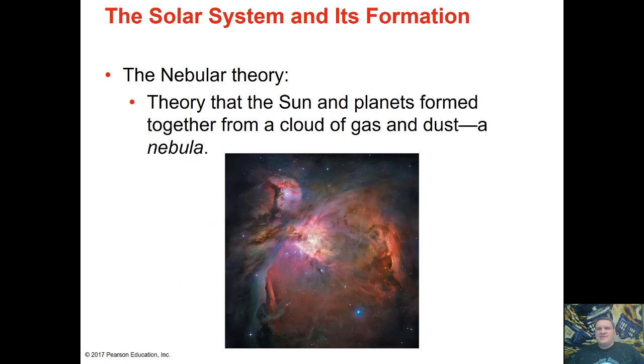Now, how did the solar system actually form? The current idea is known as the nebular theory. This suggests that the sun and the planets, the entire solar system, actually formed from a nebula. A nebula is a giant cloud of gas and dust in space. So if you remember back when talking about gravity, we mentioned that gravity acts on mass and is always attractive. Gravity always pulls matter together.